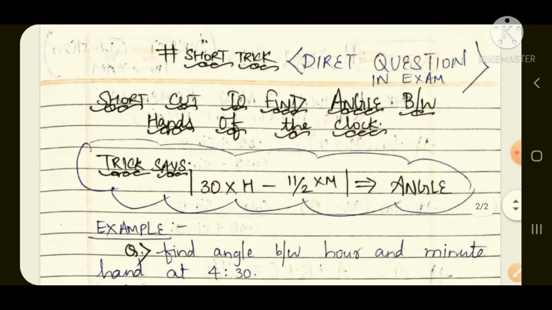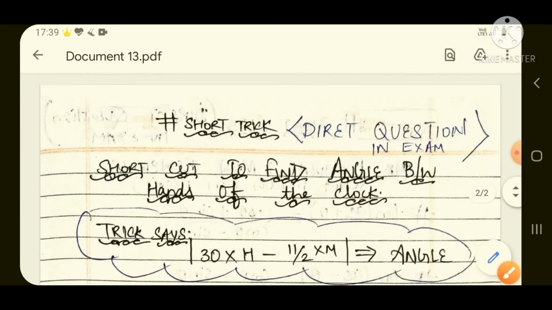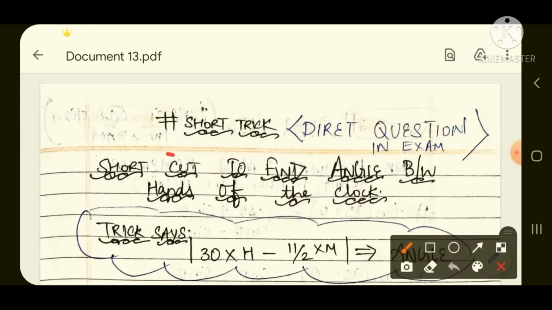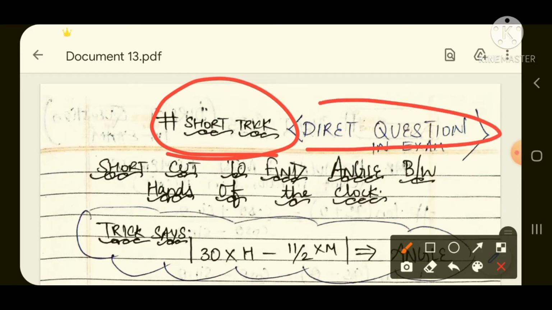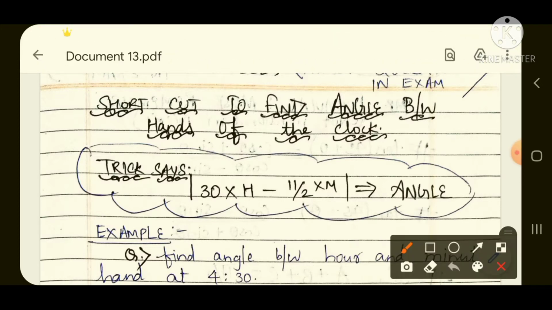So friends, we are starting a new series called #shortcut, in which I will be covering shortcuts for almost all the competitive examinations, and from this topic questions are directly asked in the examination. So it will cover examinations like NDA, even CDS also, where these kinds of questions are asked, Navy, Air Force, and many more government examinations.